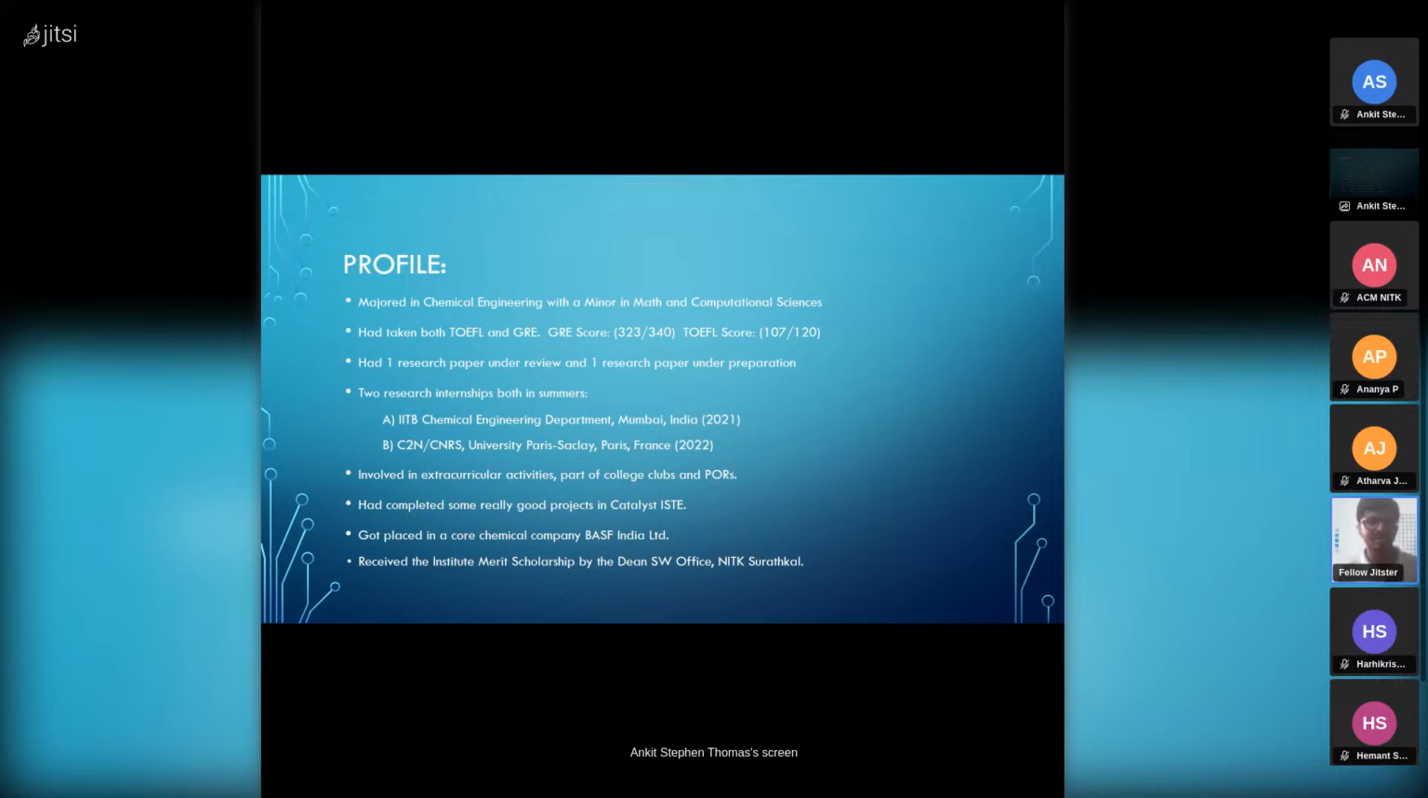And other than that, I also decided to sit for placements apart from higher studies. So I got placed in BASF, a core chemical company. And another point that I would like to mention is I added these in my CV at the time of application. So I received the Institute Merit Scholarship. So that was maybe a brownie point for me, something that I highlighted as achievements.